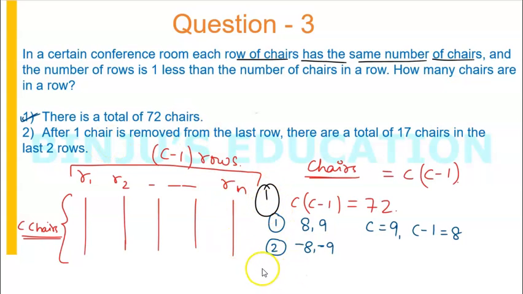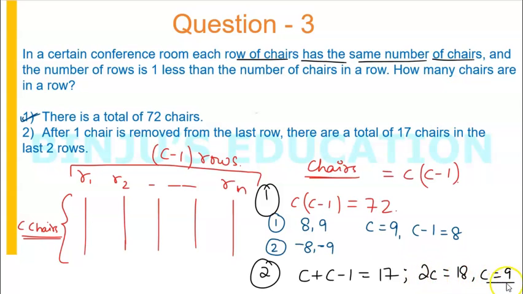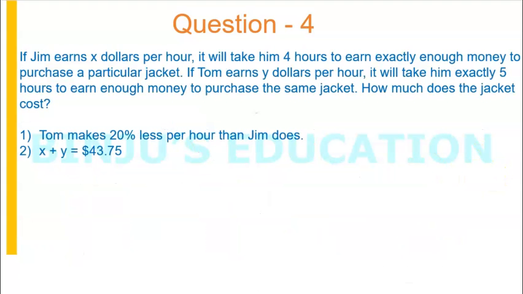From statement 2 we will have C plus C minus 1 is equal to 17, so 2C is equal to 18 and C is equal to 9. So each row consists of 9 chairs. How many chairs are there in a row? Again, there are 9 chairs in a row. Alright, so we do have answers from both the statements, hence our answer will simply be option number D. That's our answer.